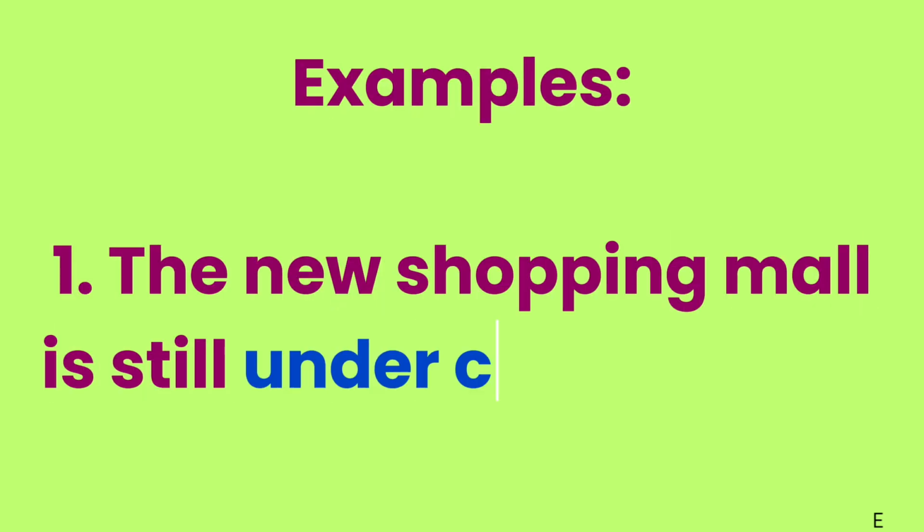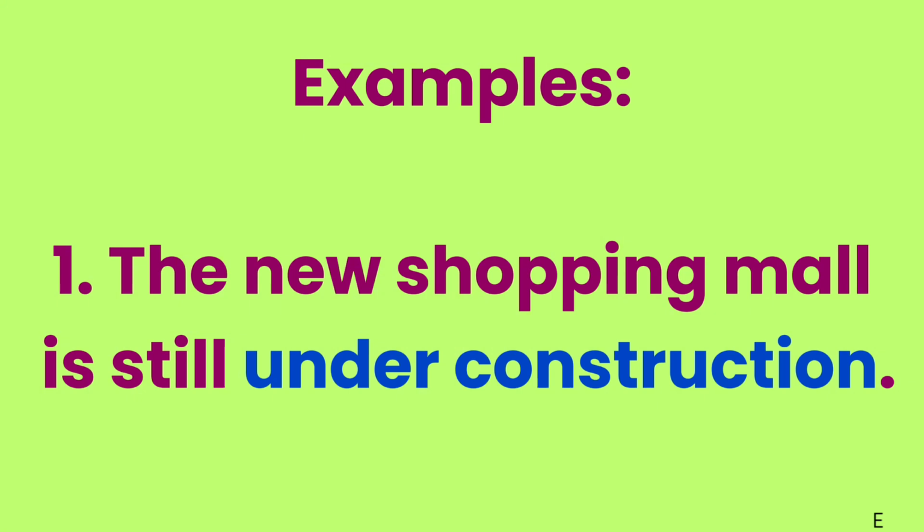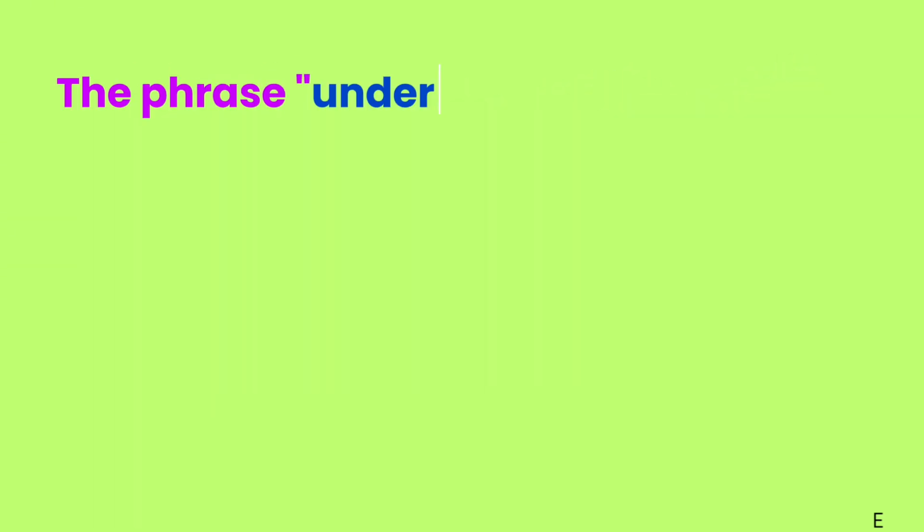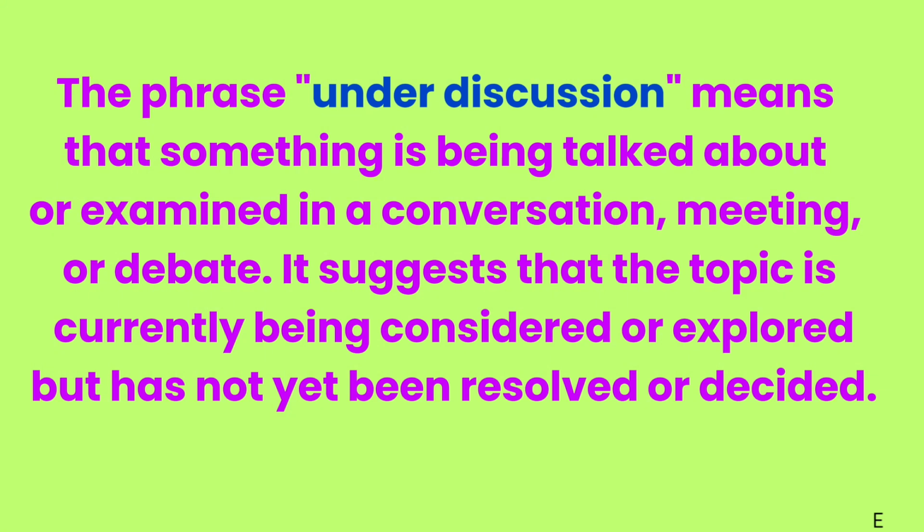Examples. 1. The new shopping mall is still under construction. 2. The website is under construction and will launch soon. Under discussion. The phrase under discussion means that something is being talked about or examined in a conversation, meeting, or debate. It suggests that the topic is currently being considered or explored but has not yet been resolved or decided.